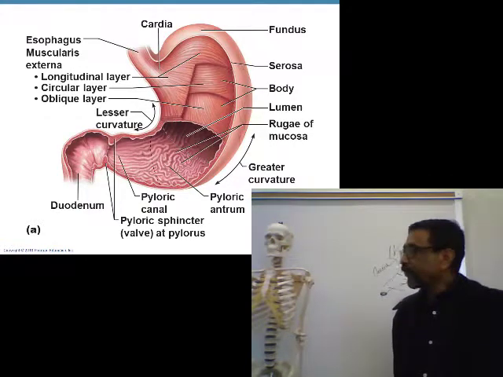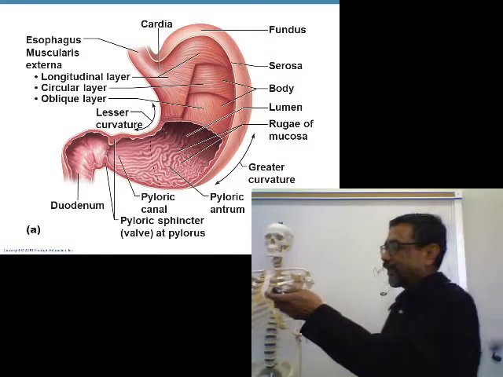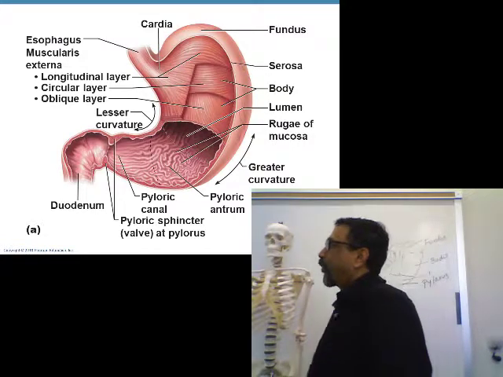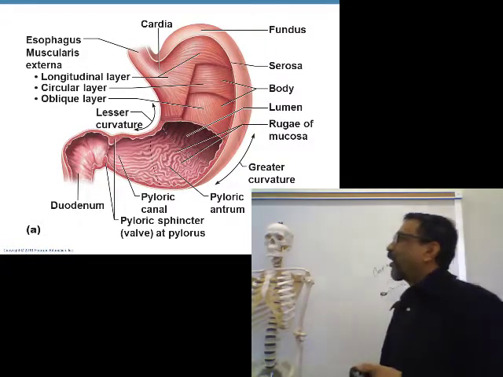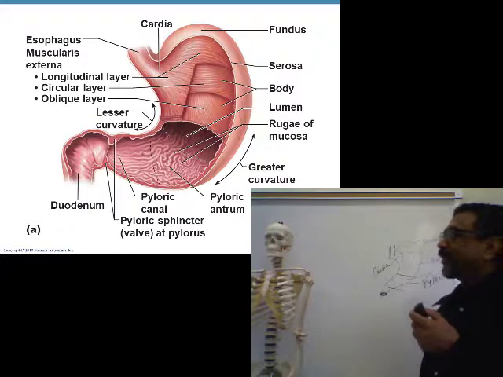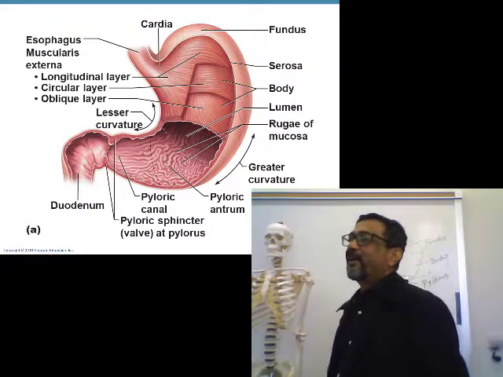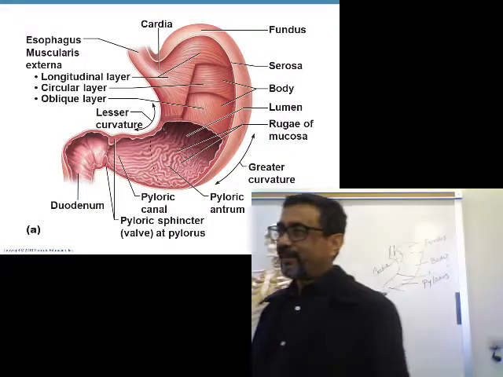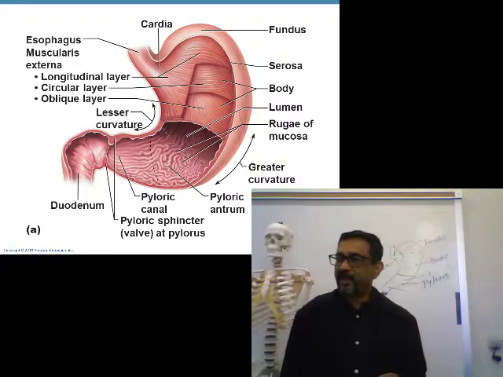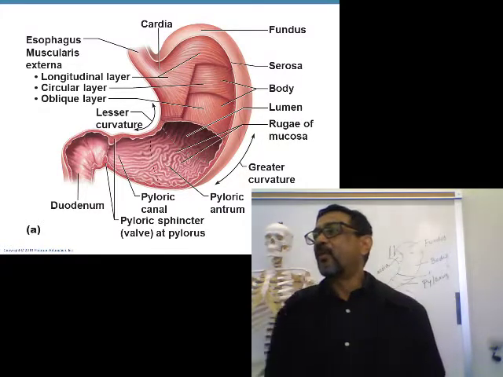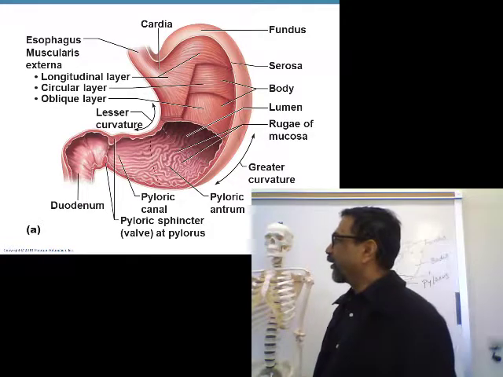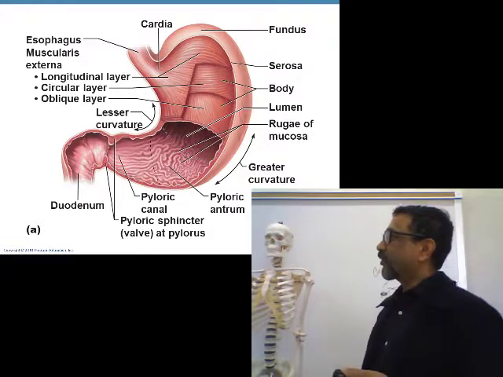So, exception is in the stomach. It has outer longitudinal, middle circular, and innermost oblique. In other parts of GI tract, you only have outer longitudinal, inner circular.